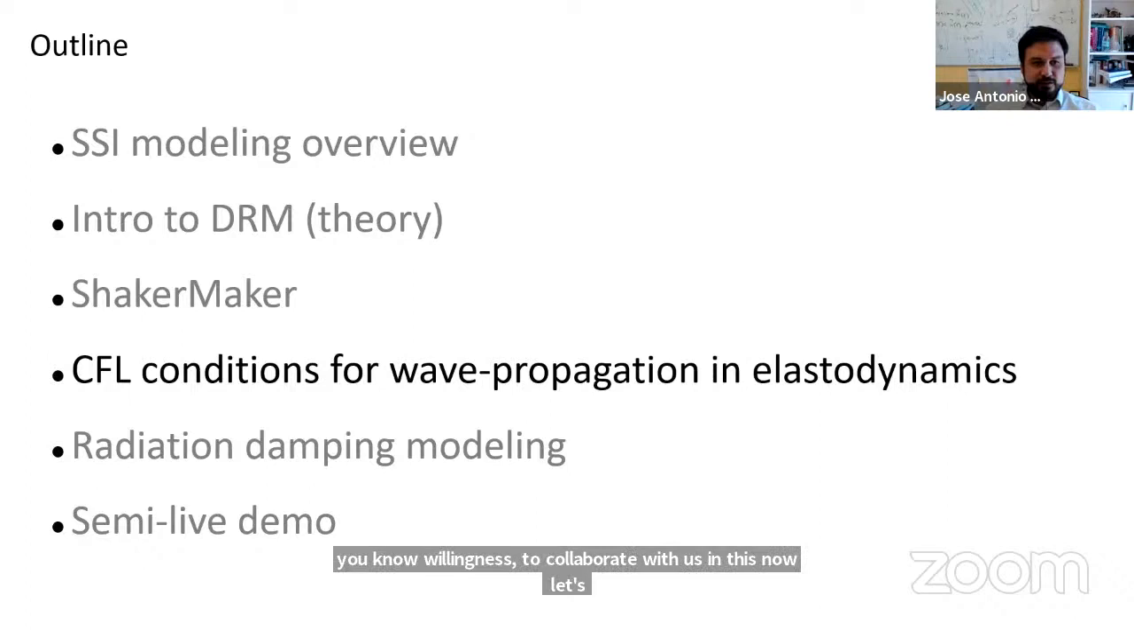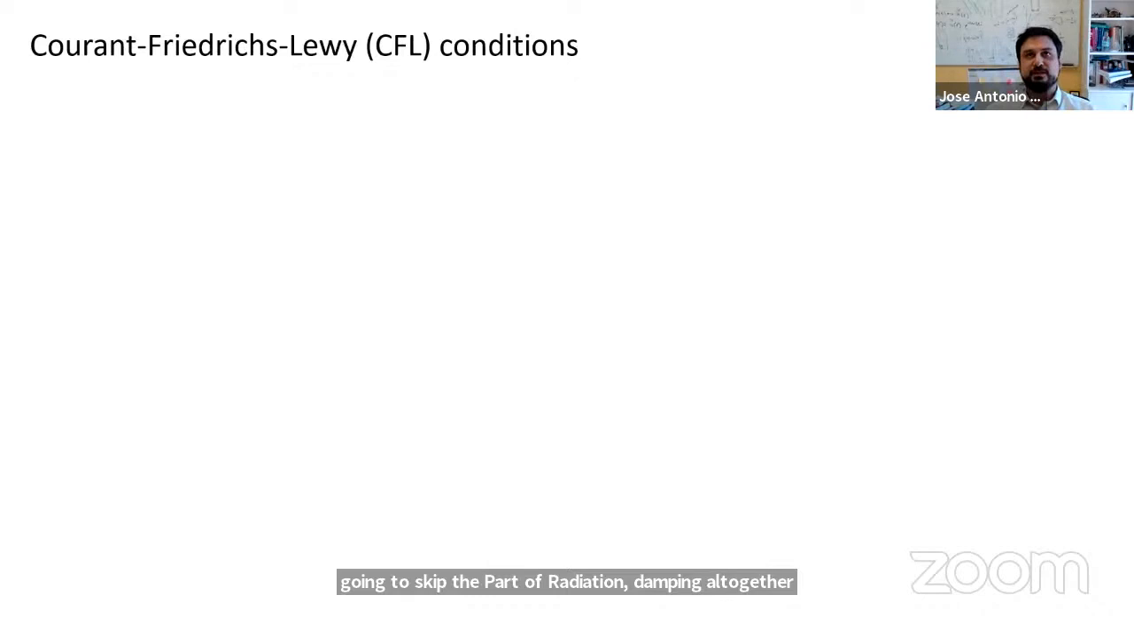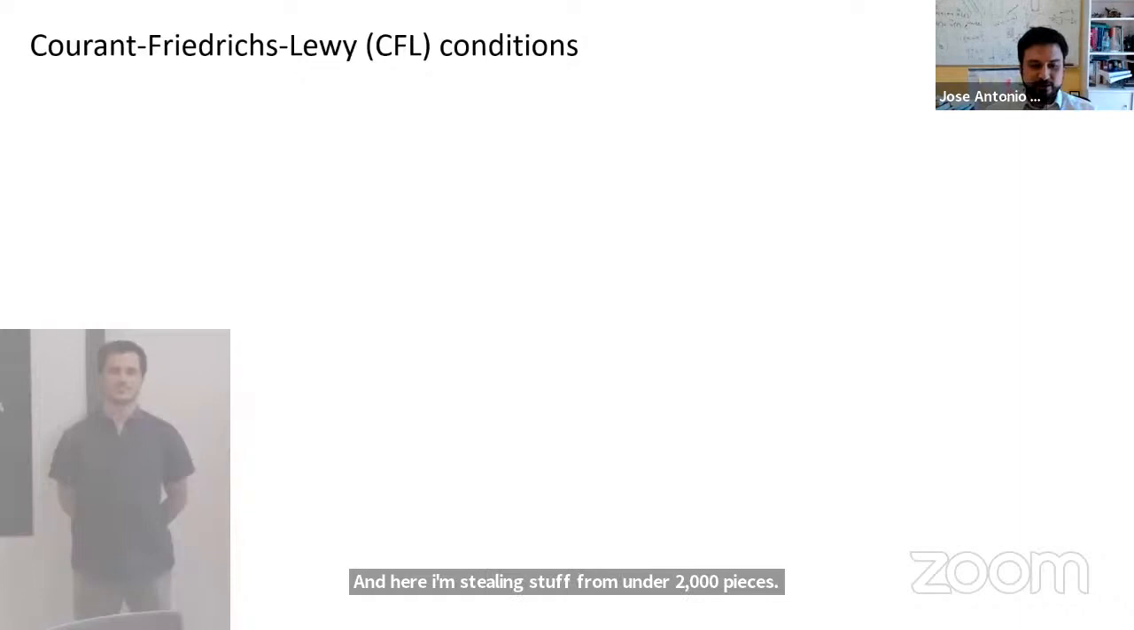Now let's talk a little bit about CFL conditions, and then I'm gonna skip the part of radiation damping altogether, but this part is gonna be important. It's gonna be quick. So CFL stands for Courant-Friedrichs-Lewy conditions, and it's basically how to set up your mesh so that it can propagate waves correctly. And here I am stealing stuff from Alberto Hurtado's thesis. So I'm gonna place Alberto right there in a corner to attribute the stuff to him.